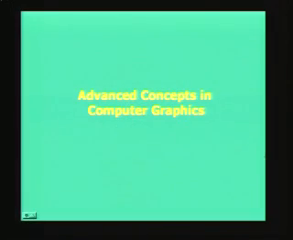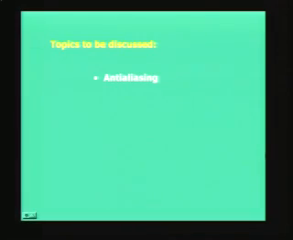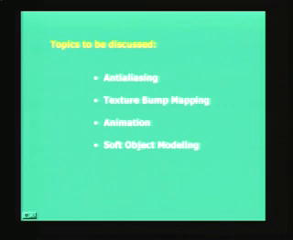Okay, so, let us look back into the slide when we talk about advanced concepts in computer graphics here, and we are going to discuss in very brief concepts such as anti-aliasing, texture bump mapping, animation, soft object modeling, and we will conclude with visual realism. What is visual realism? Let us start with anti-aliasing.